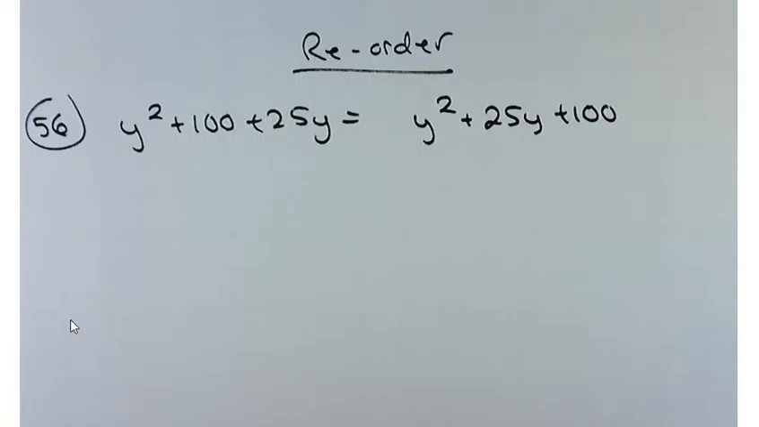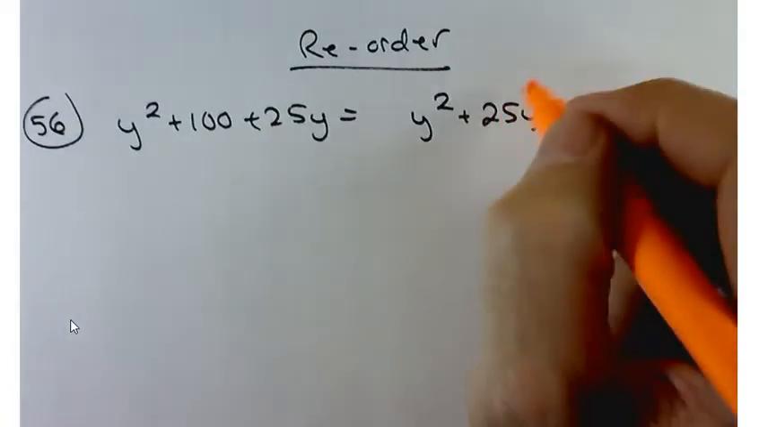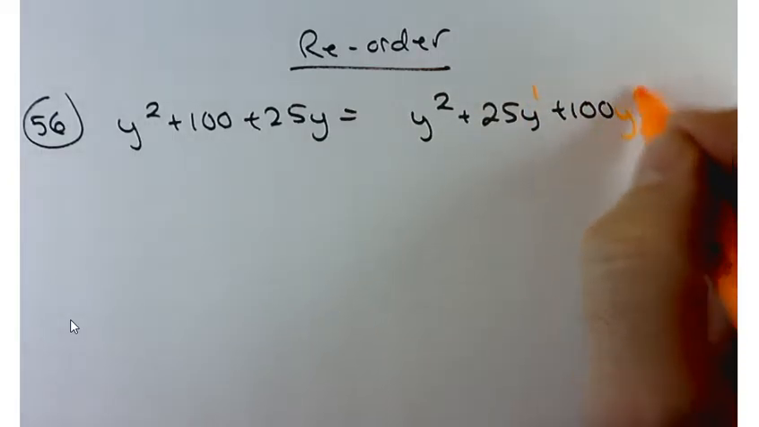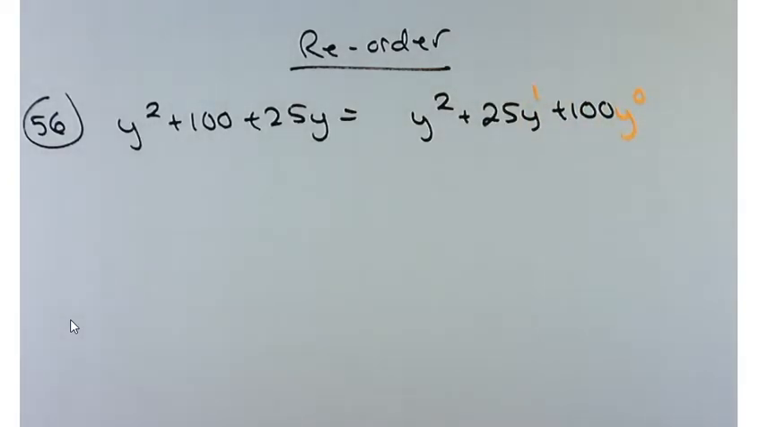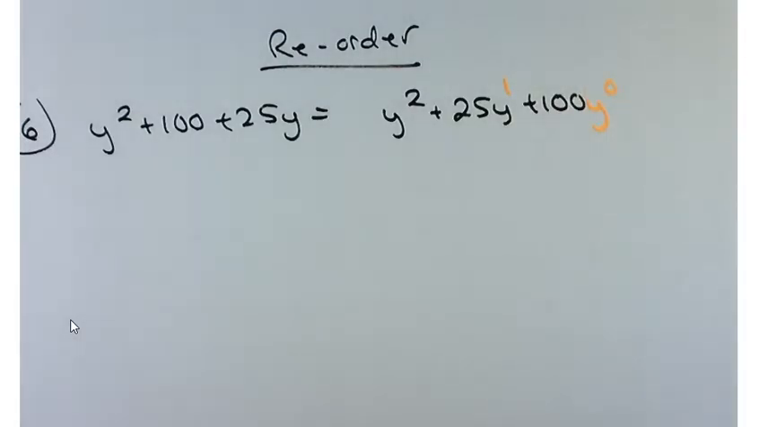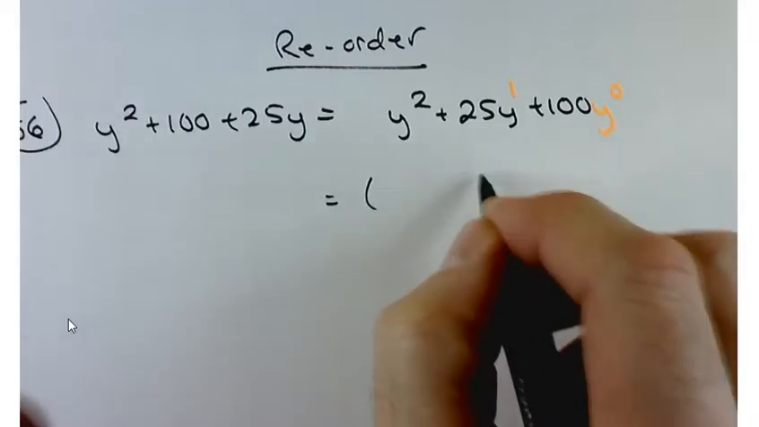So we've got a y to the first power, y to the second power, y to the first power, and then really y to the 0 power. Of course, anything to the 0 power is just 1. So you can ignore that altogether. That looks a little bit better. We can factor this.